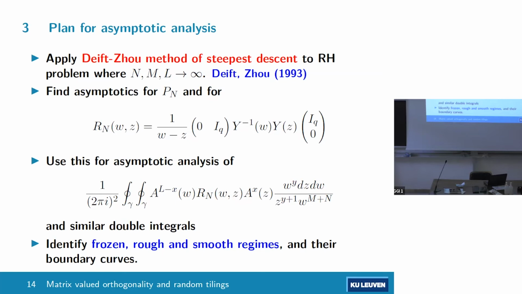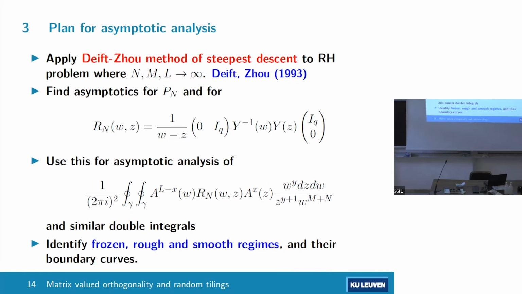And if that works, at the end of the day, we would like to identify these frozen, rough, and smooth regimes and the boundary curves in as great detail as we possibly can. This was done successfully in the paper with Maurice Duits for the Aztec diamond with 2-periodic weights. For the hexagon model, we're not there yet, so I cannot do this plan to the very end. And actually the asymptotics of the Riemann-Hilbert problem is also still to be done. But I will tell you some ideas that we have. How much time do I have? Okay, till 10 minutes or so.